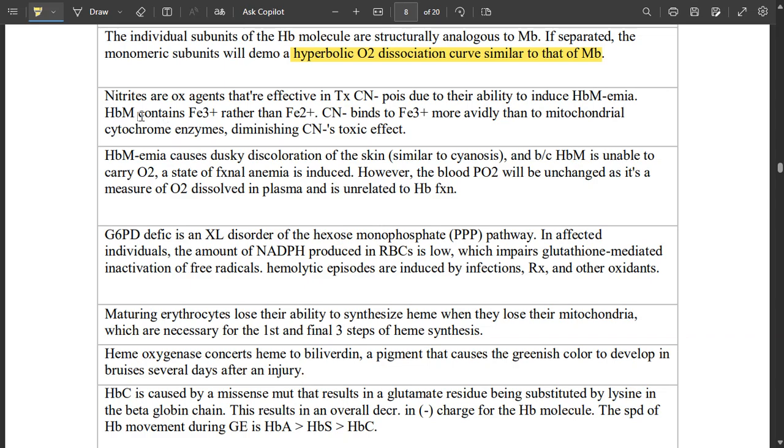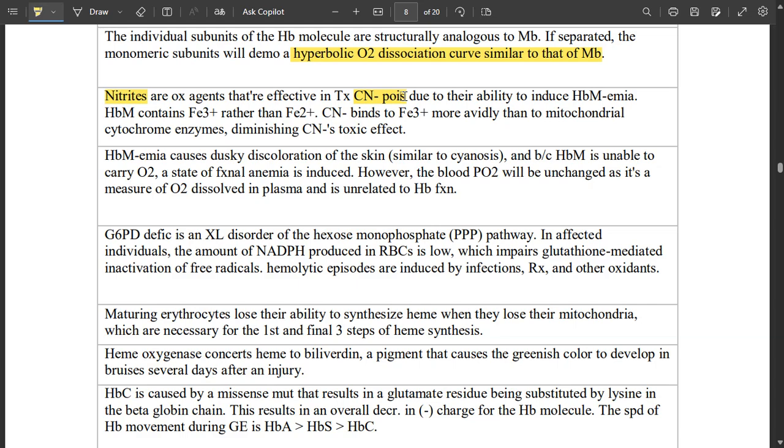Nitrites are oxidizing agents that are effective in treating cyanide poisoning, due to their ability to induce methemoglobinemia. Methemoglobin contains the oxidized state of iron, Fe3+ rather than Fe2+, and cyanide binds to Fe3+ more avidly than to the mitochondrial cytochrome enzymes, diminishing cyanide's toxic effect. So nitrites can be given in treatment of cyanide poisoning.